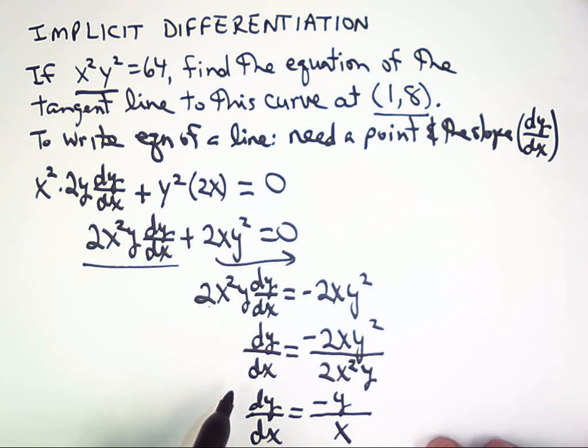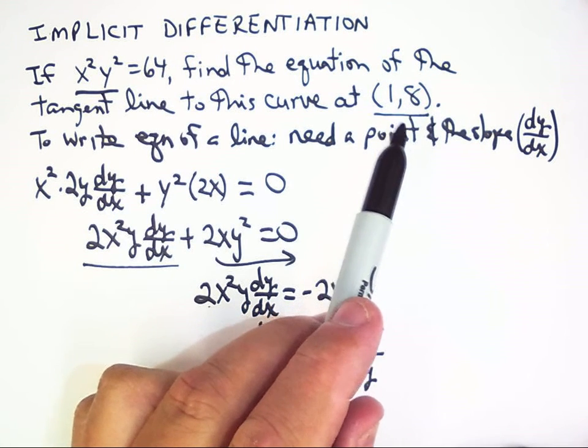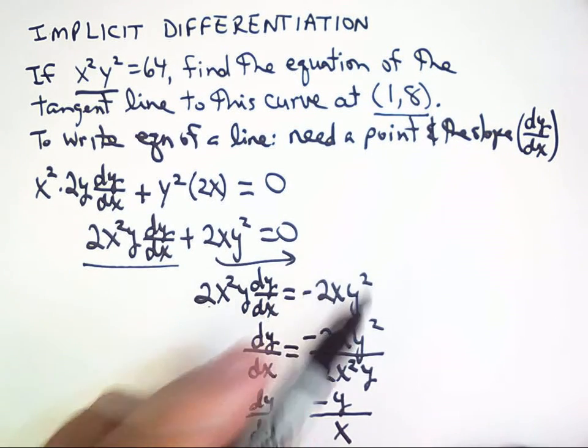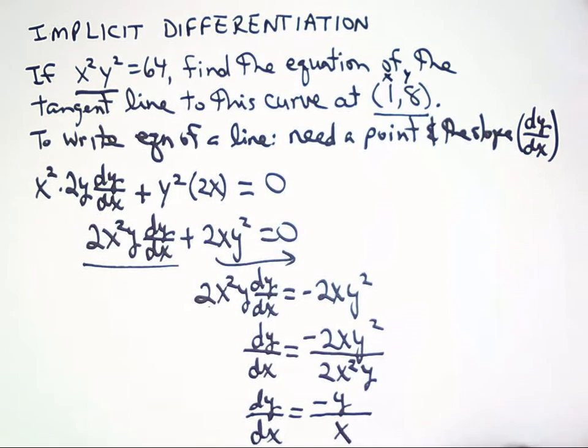and the y divided into that y squared, so it went completely away. Now that's the derivative of y with respect to x, but we want the slope at this point right here. So we have to actually take this value of x, which is 1, and this value of y, which is 8, and plug them in here so we'll be able to solve.